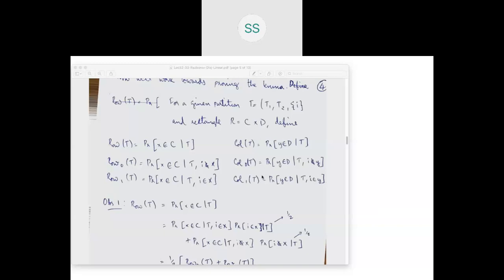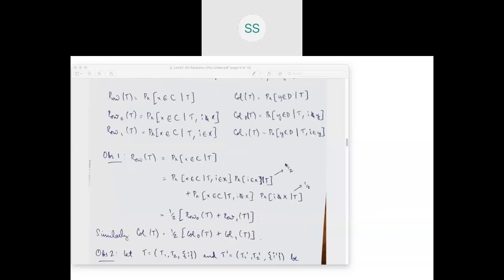And similarly, we have column T, column 0 T, and column 1 T. Instead of X, we have Y, and instead of C, we have D. Everything else is the same. Okay, so now let us make some observations.